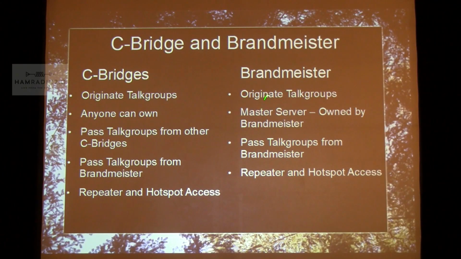So between the two, CBridge and Brandmeister can both originate talk groups. Anybody can own a CBridge. CBridges cost money. You have to pay for licensing. You can go to Bridgecom. You can go to Rayfield Communications, I think they're in St. Louis. It is a commercial tool. There's a lot of commercial companies out there using a CBridge, but anybody can buy a CBridge and do whatever you want with it. It does not get administered by DMR-MARC just because you own your own CBridge.